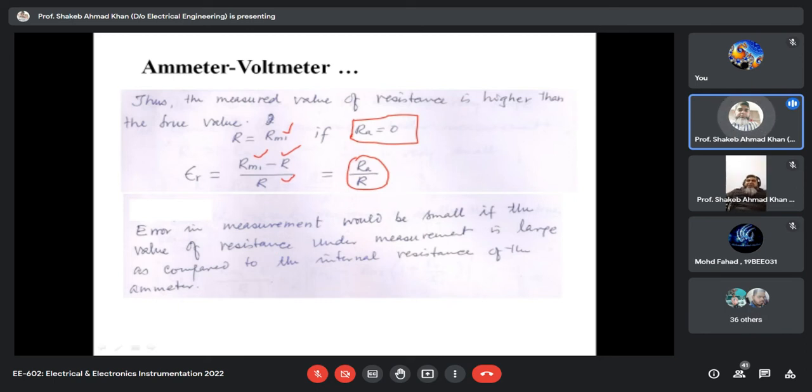So error in the measurement will be small if the value of the resistance under measurement is large compared to the ammeter resistance. This is the general comment. Again, I'm telling you, whatever method we discuss, every method has certain issues. But if we use those methods judiciously, no method is primitive or obsolete. All methods are equally valid, and they have their pros and cons. If a certain method suits you and it is simple, then we will go for that.